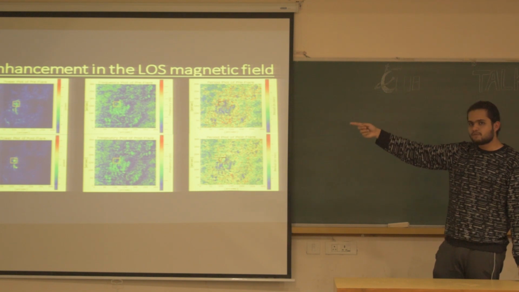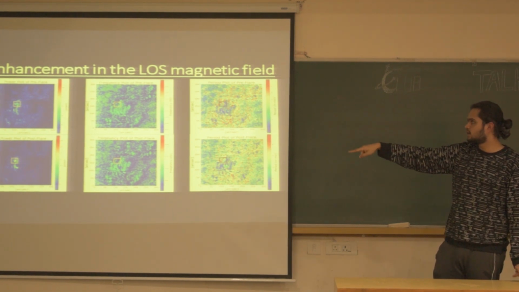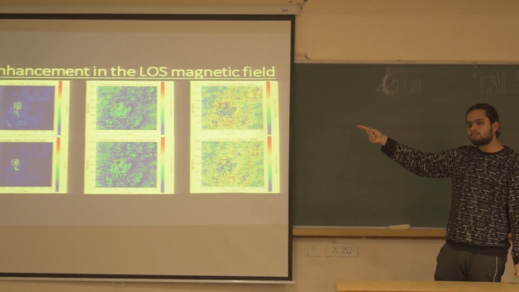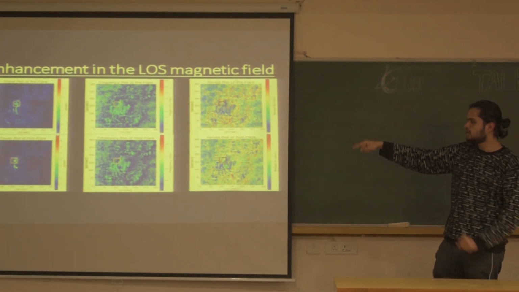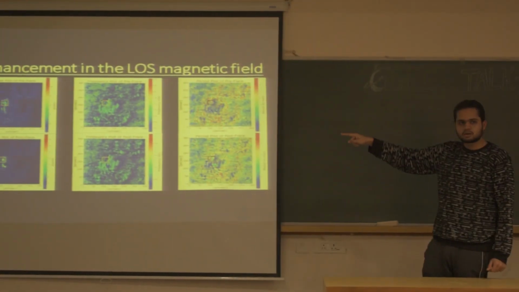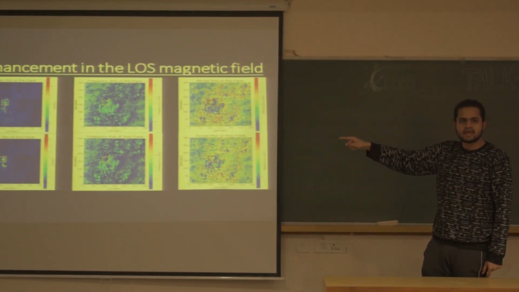So the upper one is before the flare and the lower one is after the flare. You can see there is an increase in the amplitude of the oscillations, which is evident from the image. Is it evident, or do I have to zoom? दिख रहा है ना?